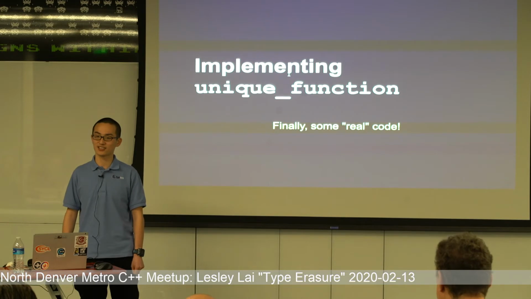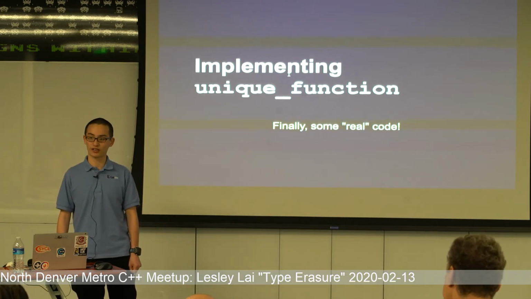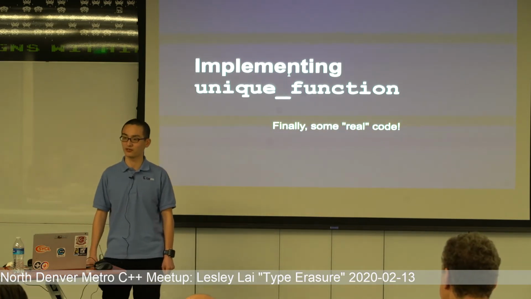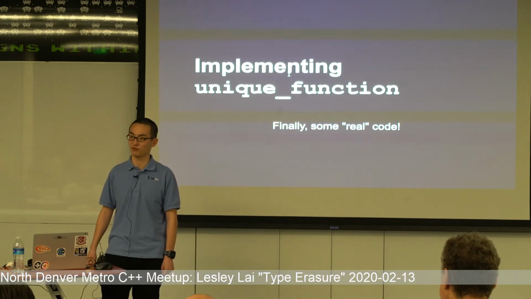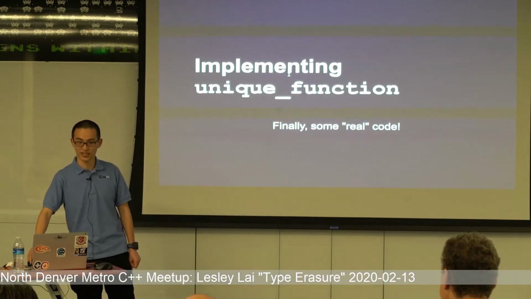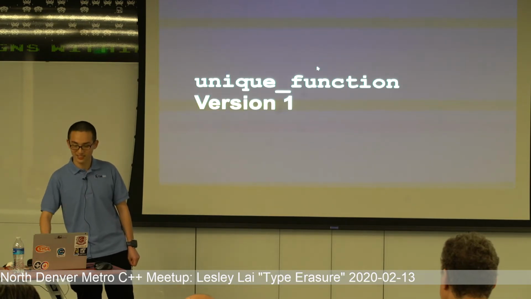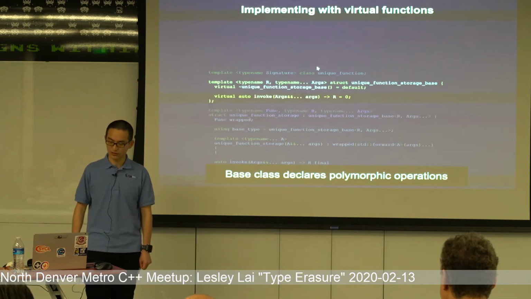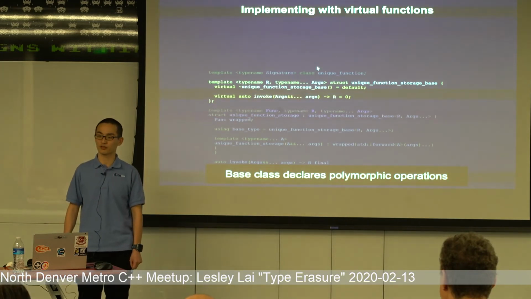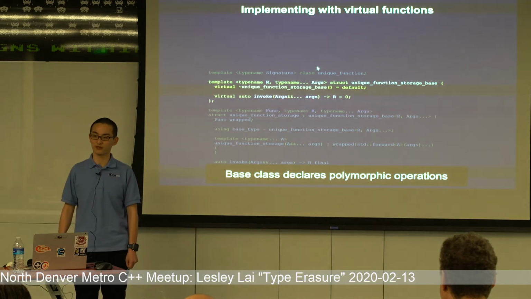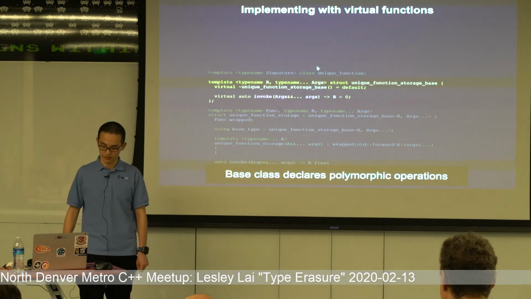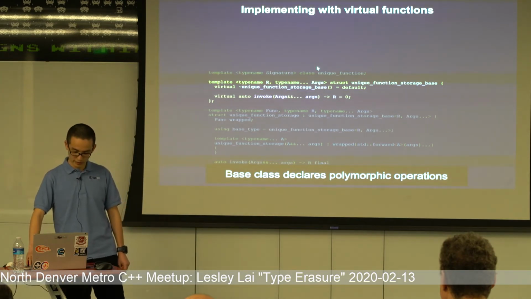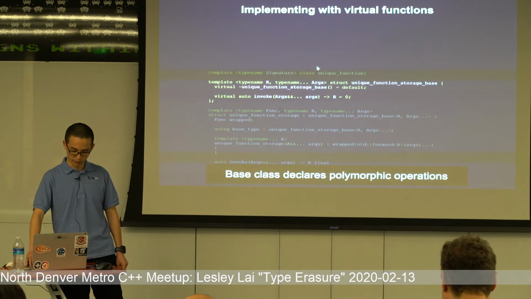So that's the case study I want to make today: implementing unique_function. Finally, some non-slideware code. Not exactly, I wrote that code for the slides, for this talk. So, unique_function version 1. We still implement unique_function with virtual dispatch, but because they're doing the same thing, and we want to be non-intrusive, we have a base class that defines all the polymorphic operations.